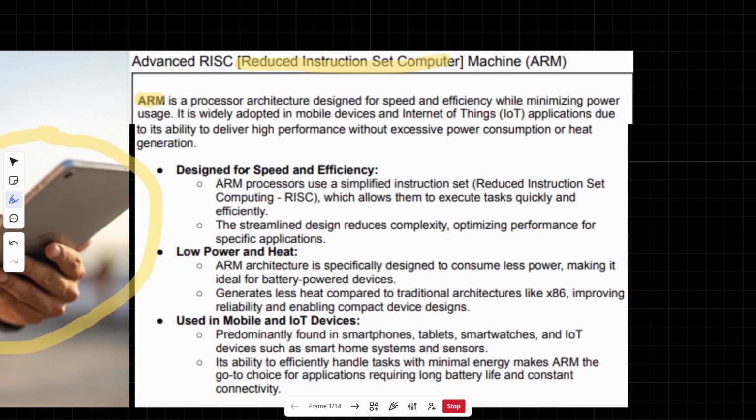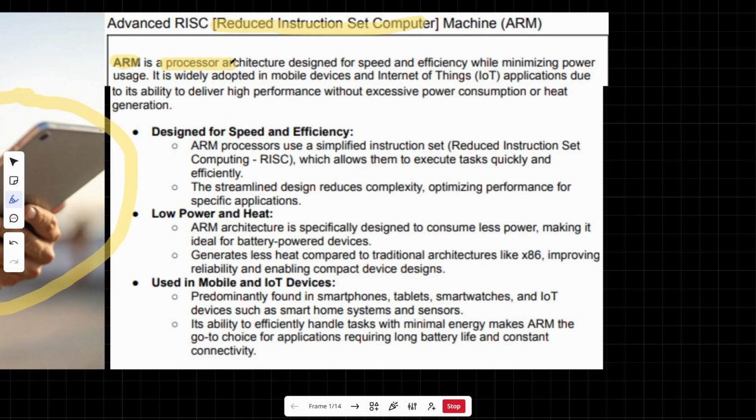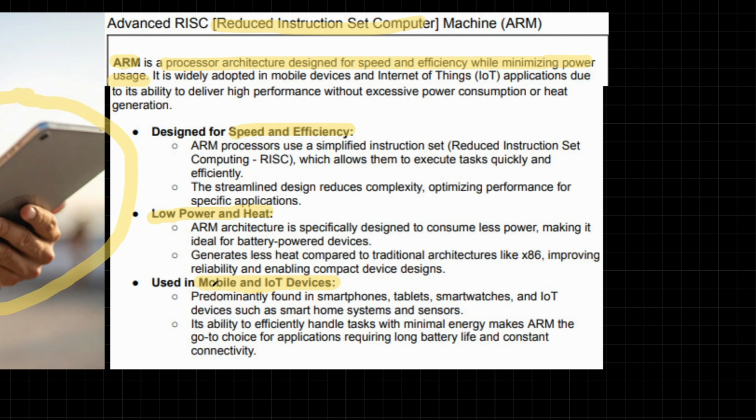All right. So it is, long story short, right? It's a processor architecture designed for speed and efficiency while minimizing power usage. So it wants to be really fast and efficient. It wants to have low power and heat. And generally, you're going to find it used in mobile and Internet of Things devices, things that don't really have that many things to do, but they need to not produce a lot of heat, and they need to be really efficient at what they do. So not in really high resource desktops or laptops or anything like that, right?